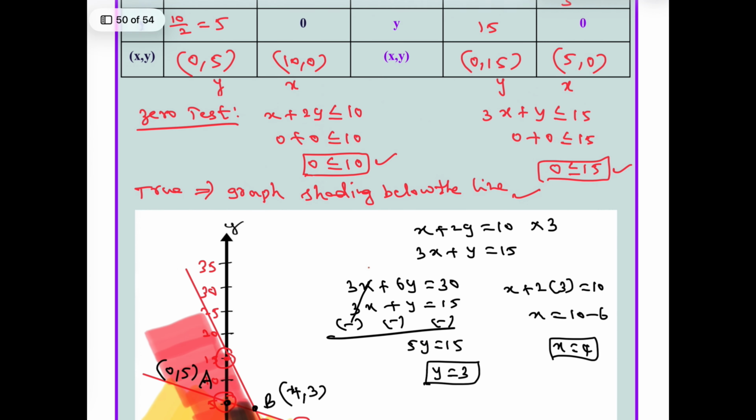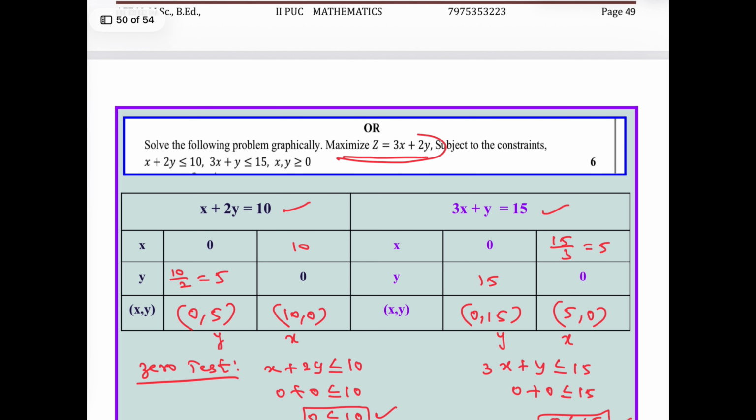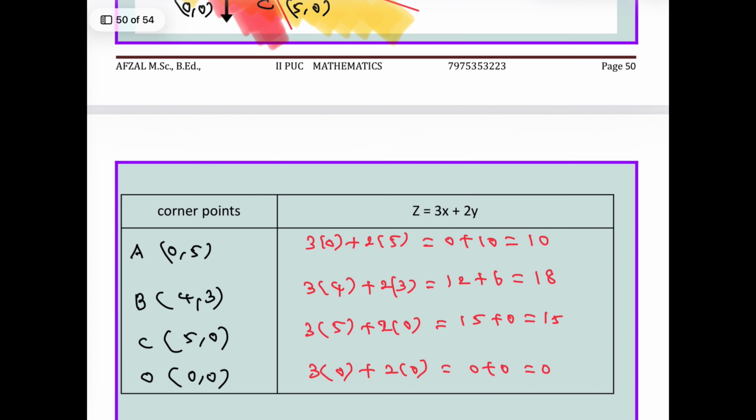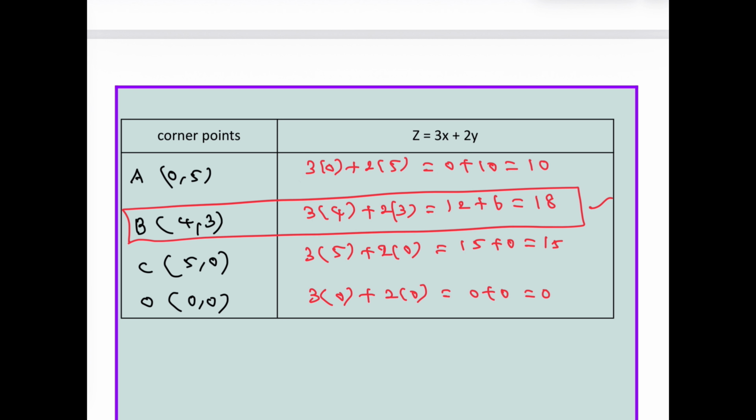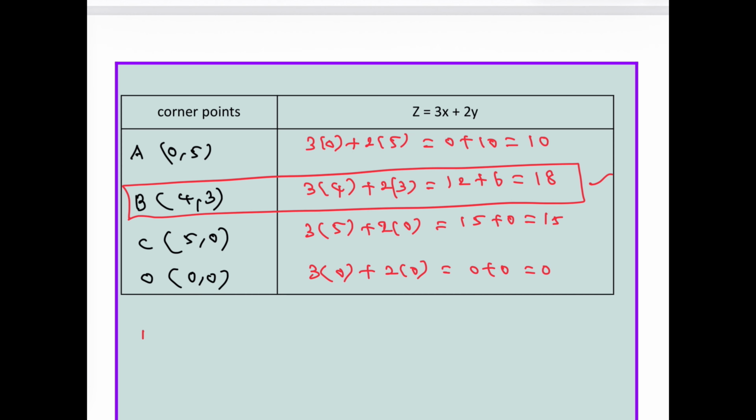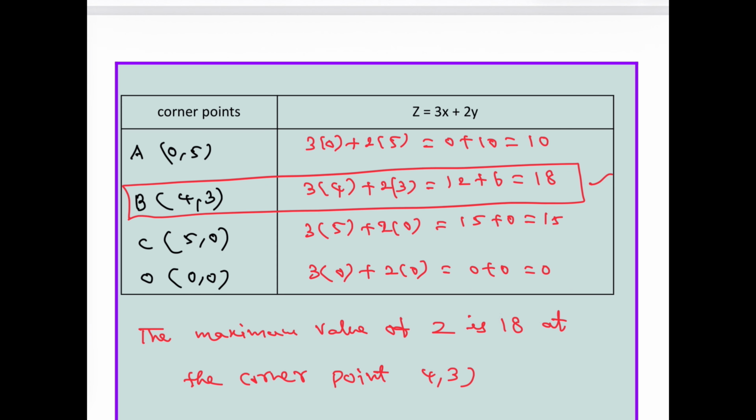The question is maximize. Maximize means bigger value. Therefore, 18 is the maximum value. Therefore, the maximum value of z is 18 at the corner point (4, 3).